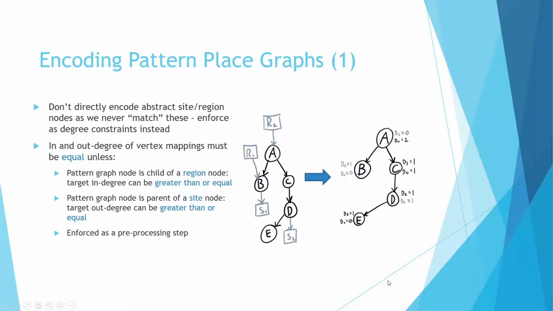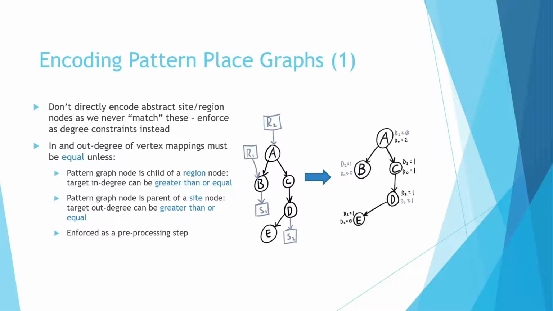The way we deal with this is we strip them out because there's no real way of matching abstract nodes. And the way we instead represent them is through unary degree constraints. We can do this because in bigraph matching, for a pattern target pair to be a valid match, the in degrees and out degrees of both the nodes have to be equal. However, there is an exception, because these abstract nodes, the regions and the sites, can represent, of course, 0 to many in degrees and out degrees respectively.